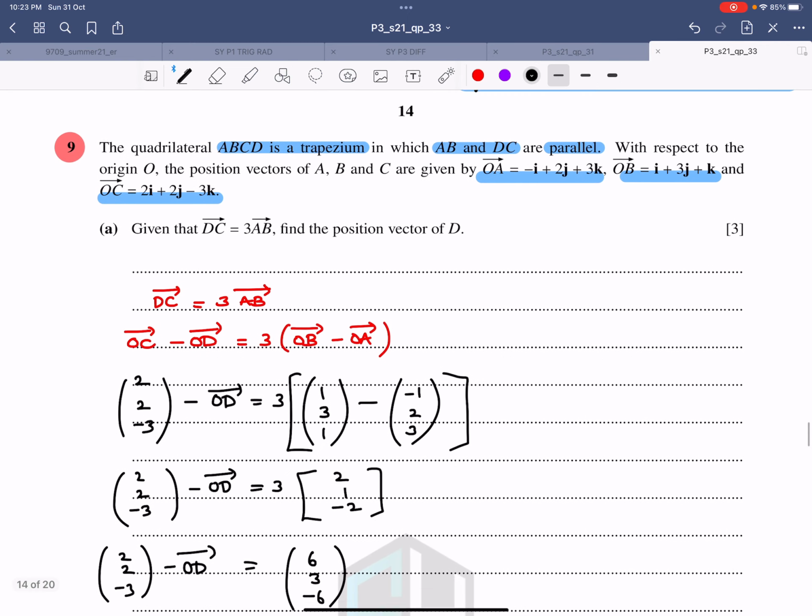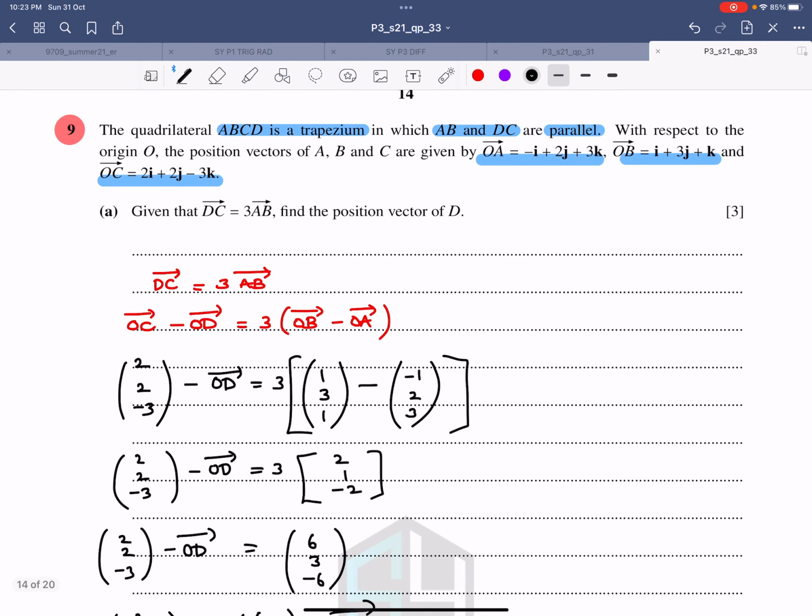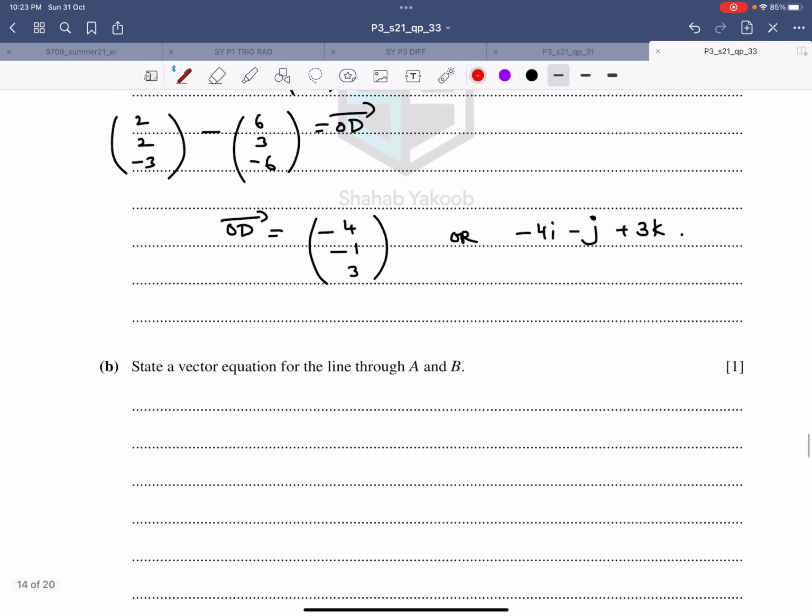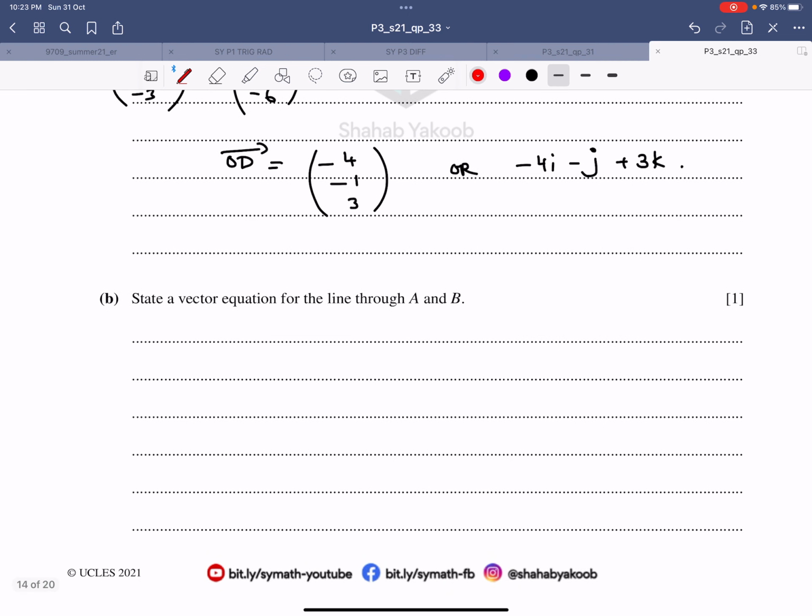Now, instead of flipping the pages and going back and forth, on the next page I have already written OA and OB and OC and OD beforehand. And now let's look at this question. State a vector equation for the line. It means something very obvious. State a vector equation for the line through A and B.